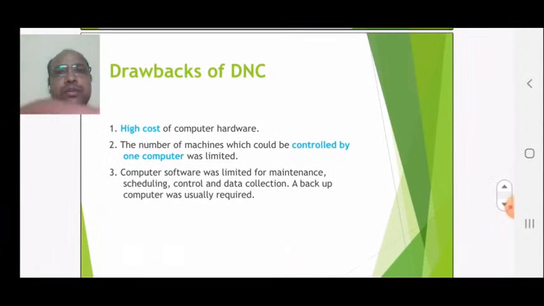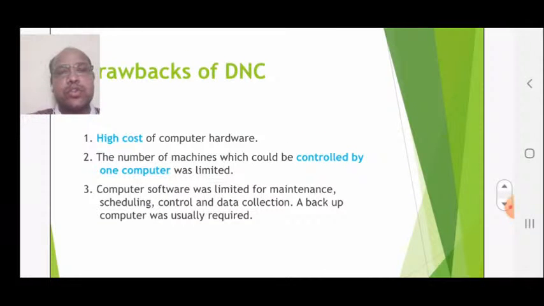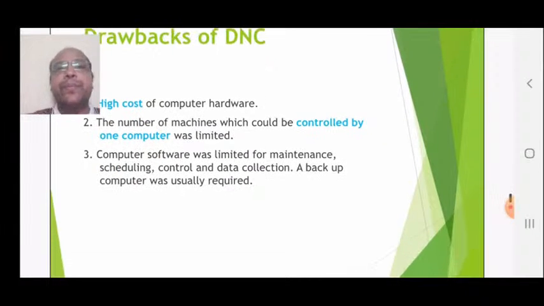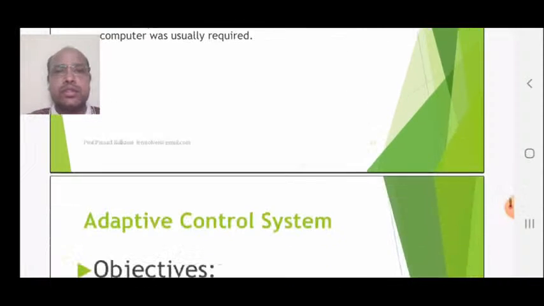Drawbacks of DNC system that we can see: high cost of computer hardware. The number of machines which could be controlled by one computer was limited. Computer software was limited for maintenance, scheduling, control and data collection. A backup of computer was usually required. This is one drawback of DNC system.